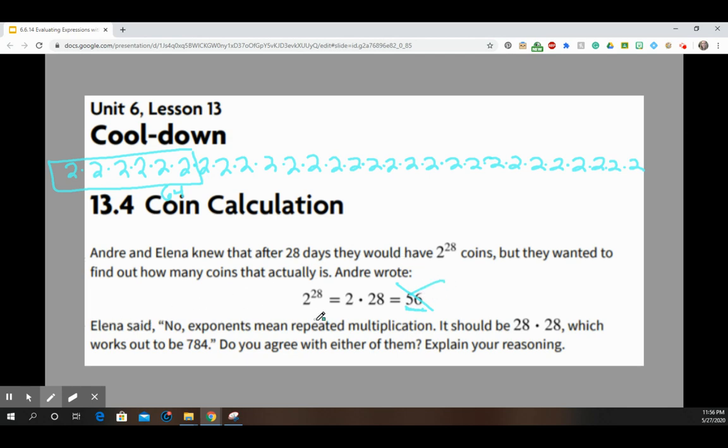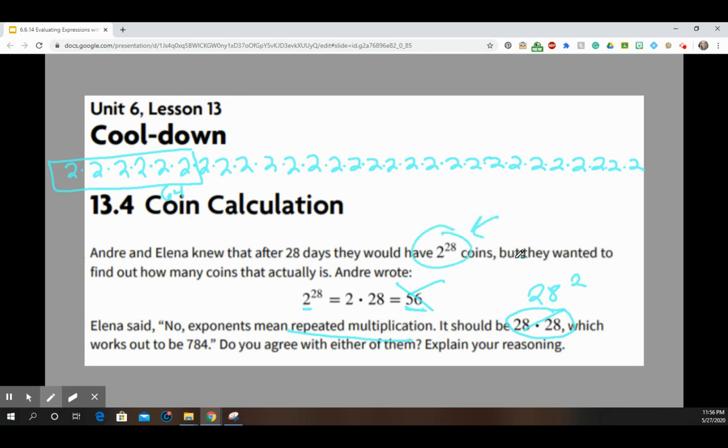Elena said, no, exponents mean repeated multiplication. This part is true. It should be 28 times 28. This part is false. It's not 28 times 28. You take that base number and that's what you multiply. So what she was thinking of is 28 to the second power, and you cannot flip it with exponents. She was correct that 28 times 28 is 784, and that did kind of confuse some of you guys, I think. But Andre's also correct that 2 times 28 is 56. But neither kid is answering this question correctly.